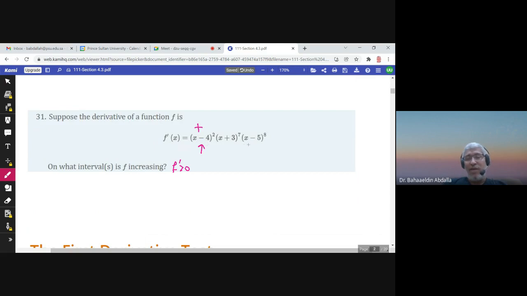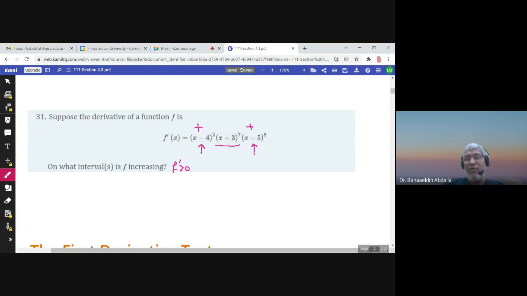Also here, in (x minus 5), the zero is 5, and it's a zero of multiplicity 8. So the sign does not change around 5. And this is to the power 8, so this is always positive. So what is controlling the sign of f prime is this one, (x plus 3) to the power 7. If this term is positive, f prime would be positive. If this term is negative, f prime would be negative.